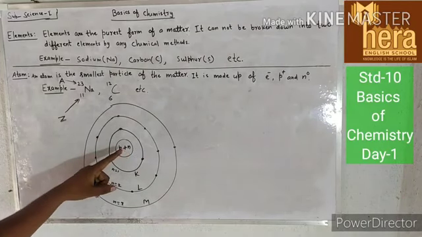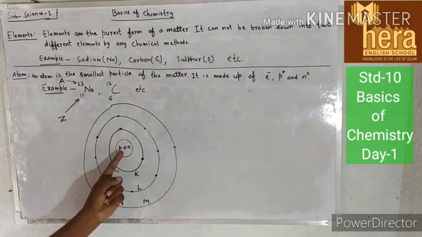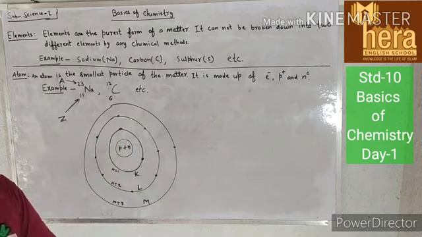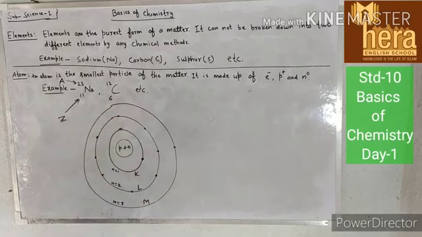So the place of proton is in the nucleus. The place of neutron is in the nucleus. But the place of electrons is in the orbits. Okay?